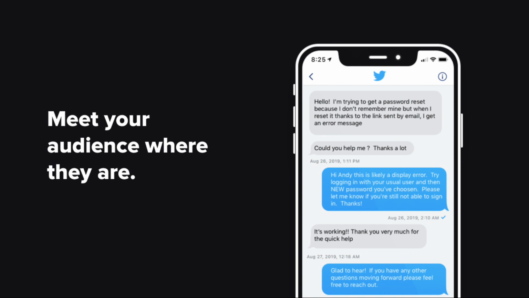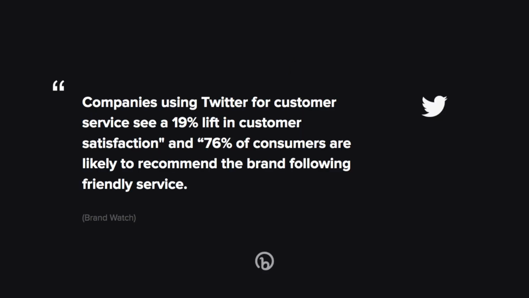It's also a great opportunity to connect with your users and your customers and to really build trust between them and your brand. According to Brandwatch, companies using Twitter for customer service see a 19% lift in customer satisfaction, and 76% of consumers are likely to recommend a brand following friendly service. So, again, lots of opportunities to improve your customers' relationships with your brand and to build those meaningful connections that are just so important and impactful.